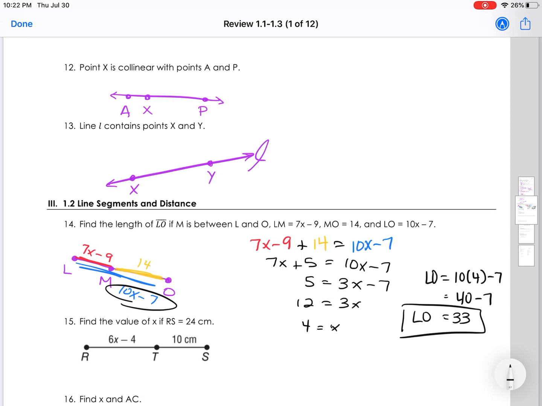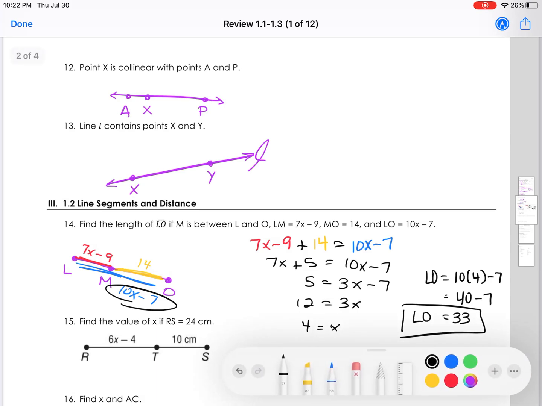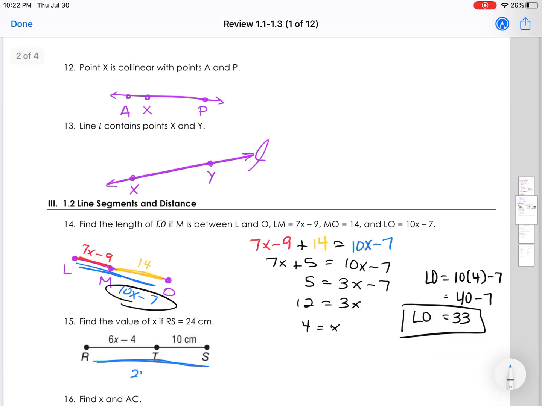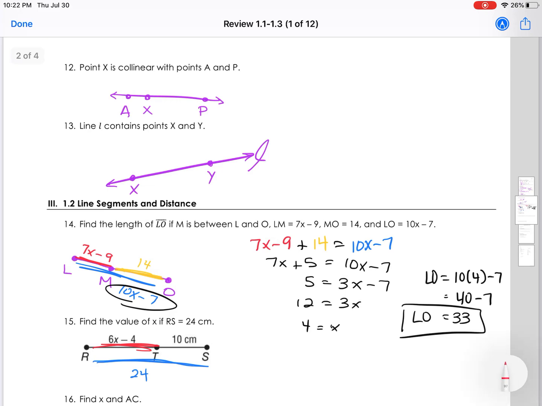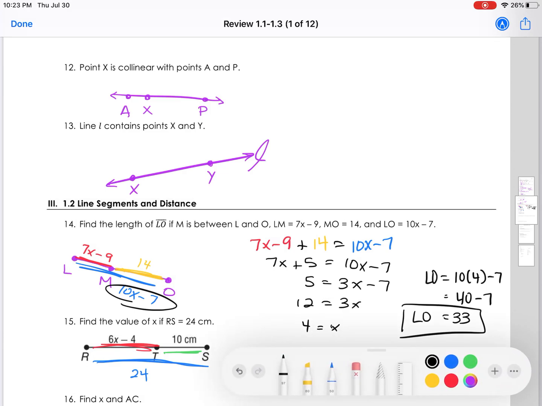All right, number 15, very similarly, we're given some information. We want to find the value of x this time. We're told that RS, the entire thing, RS is 24. All right, we know that RT is 6x minus 4, and we know that TS is 10.